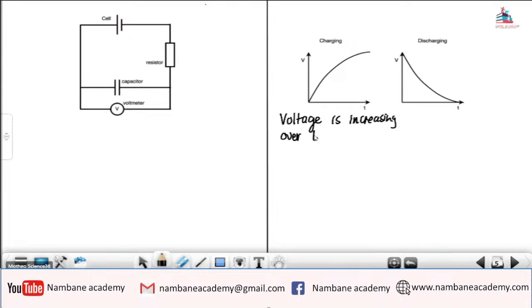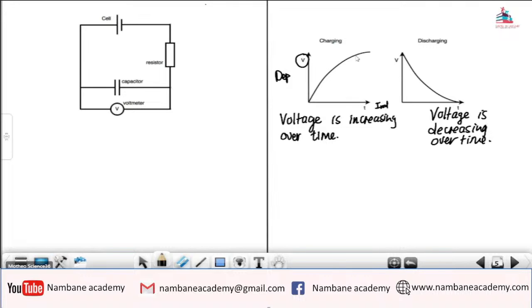Because if you take, for example, your cell phone, its battery is low, you have to connect it to a charger. Over time, your battery becomes full. Discharging, on the other hand, means that the voltage is decreasing over time. Because here, what are the variables involved? Voltage is your dependent variable and time is your independent variable.